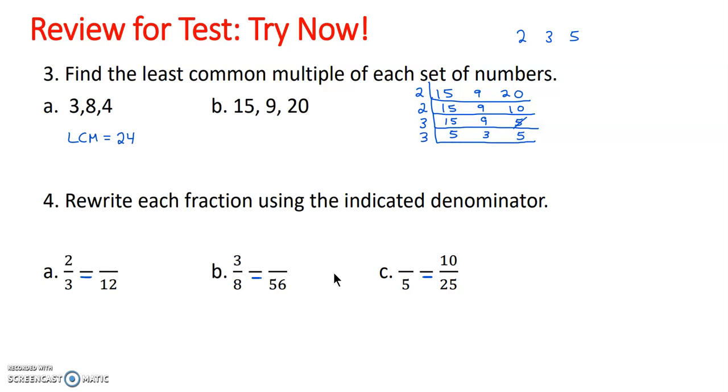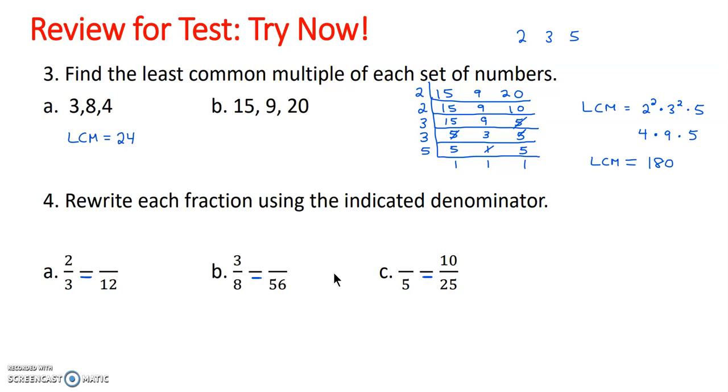I go ahead and divide by 3 again. 5 cannot, so I just copy it. 3 divided by 3 is 1. 5 cannot, so I just copy it down. I'm almost done here. I'm going to divide by 5. 5 divided by 5 is 1. 1 can't, I copy it. 5 divided by 5 is 1. I have 1s in my bottom row. My least common multiple is going to be the result of 2 squared times 3 squared times 5, which is 4 times 9 times 5, and that is going to be 180 for my least common multiple of 15, 9, and 20.